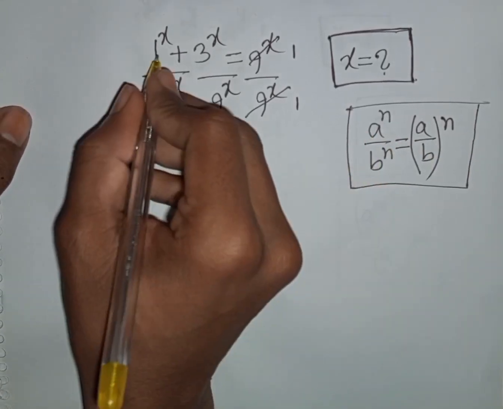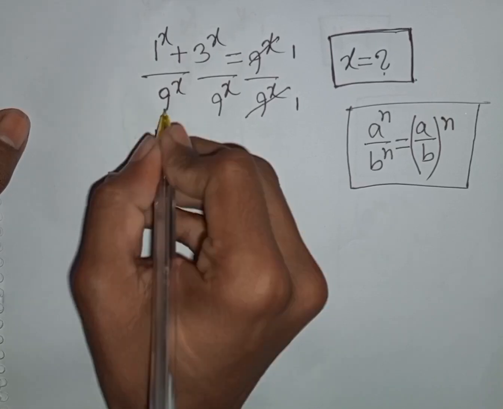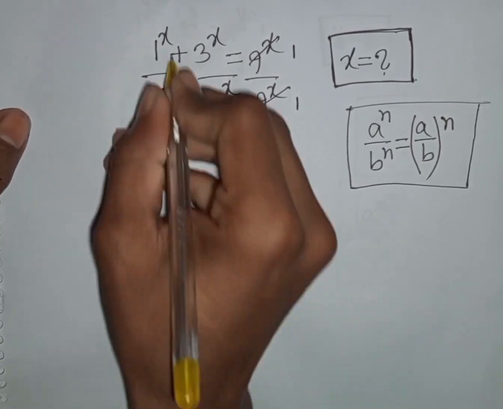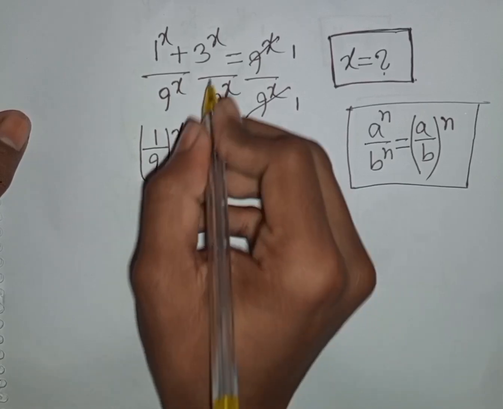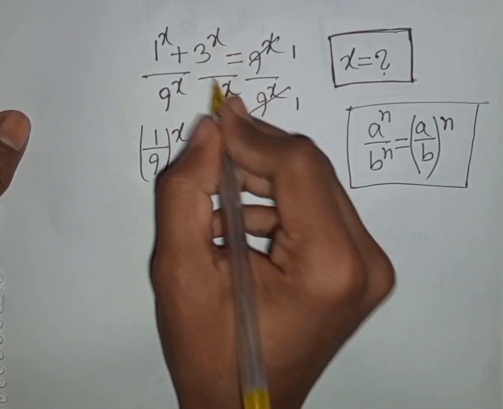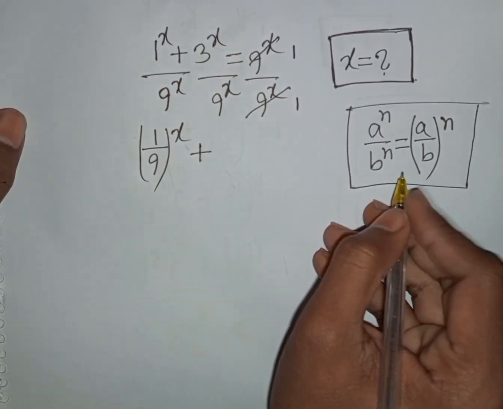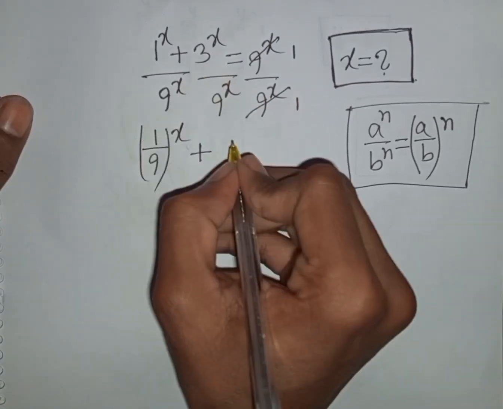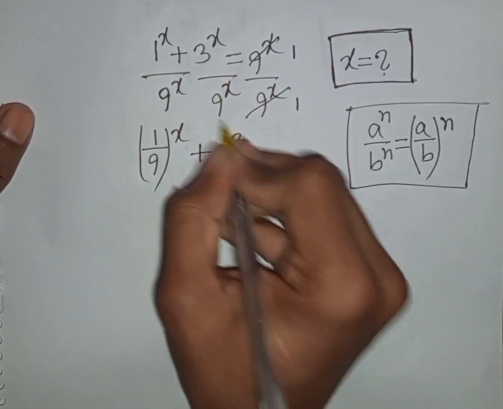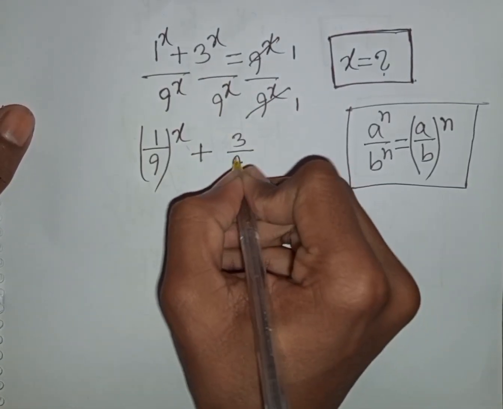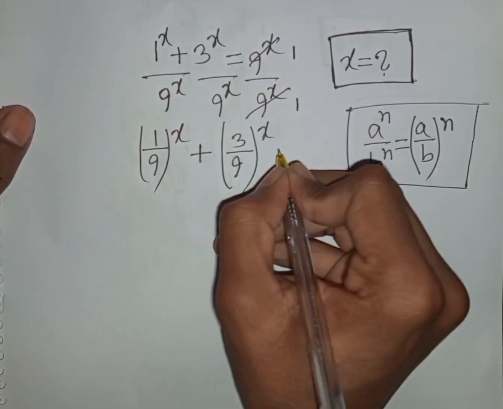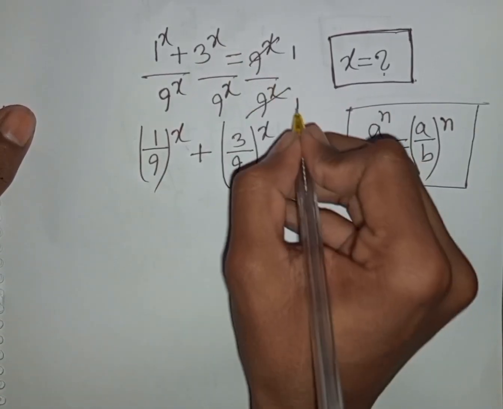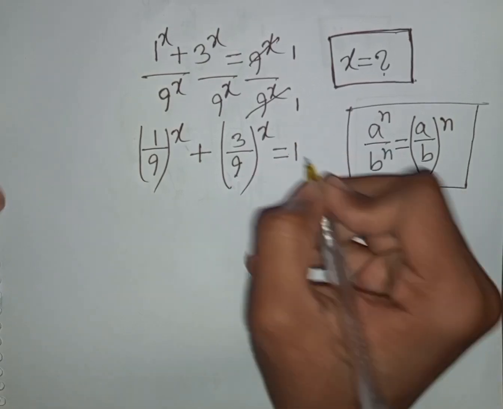So according to this formula we can write here (1 over 9) to the common power x plus, we see again x is the same power but a different base. So according to this exponential rule we can write here (3 over 9) to the common power x is equal to 1 divided by 1, that means it will be 1.